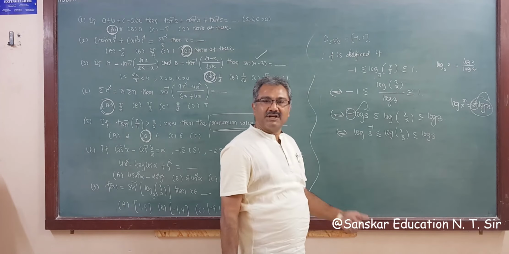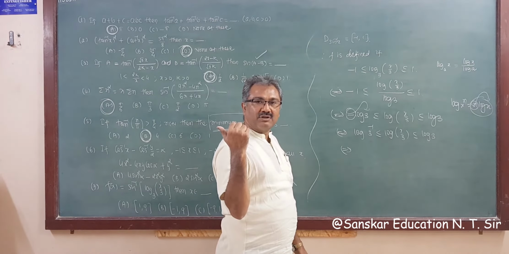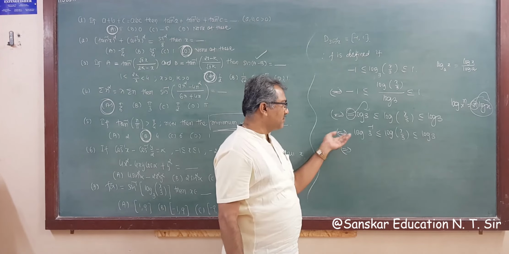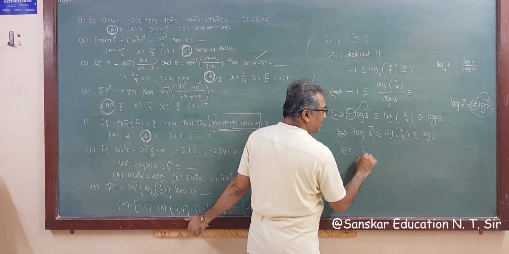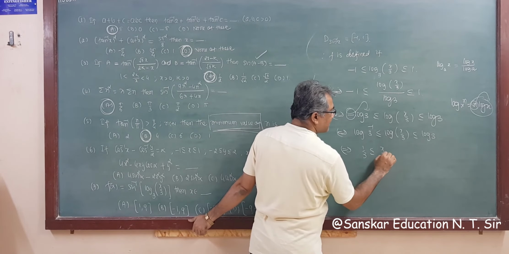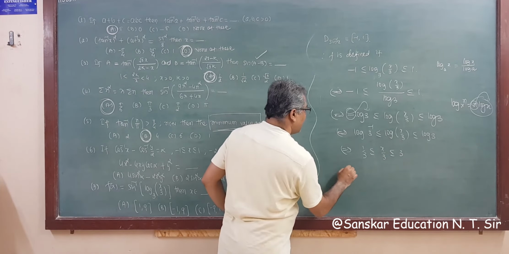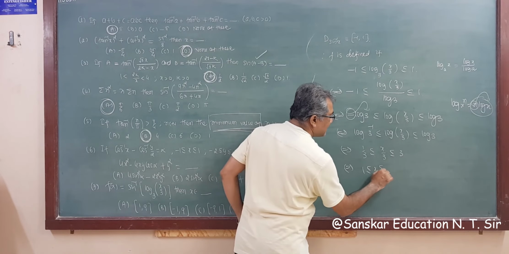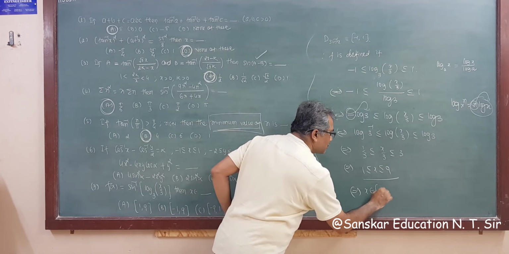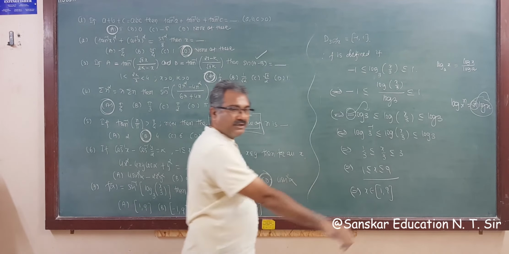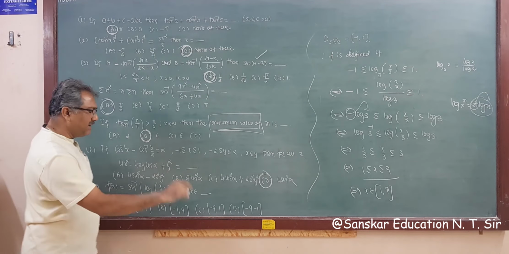Now log is an increasing function, that you know. So for an increasing function the inequality never changes. If we take a decreasing function, then the inequality changes. So 3 raised to minus 1, that is 1 upon 3, is less than or equal to x by 3, which is less than or equal to 3. Multiplying by 3, what do we get? 1 is less than or equal to x, which is less than or equal to 9. That is, x belongs to the closed interval 1 comma 9. So your proper answer is 1 comma 9.